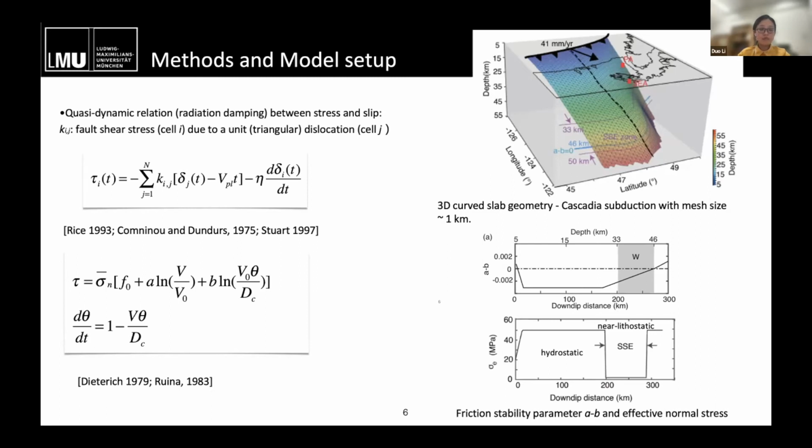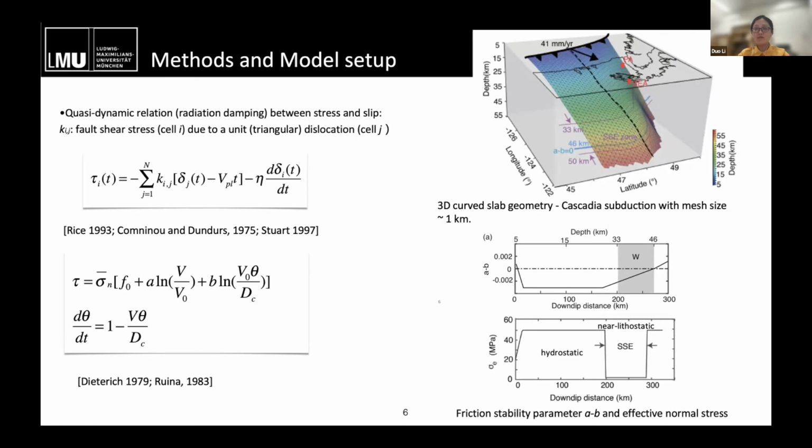We ignore the inertial effect, but we use radiation damping proportional to slip rate in this equation. We use the standard rate-state friction and the aging law to constrain the fault strength evolution on the fault. The figure on the right is the slab geometry we use for northern Cascadia.